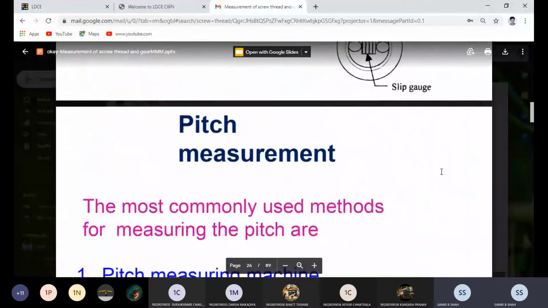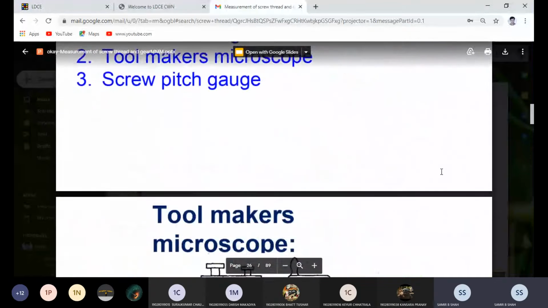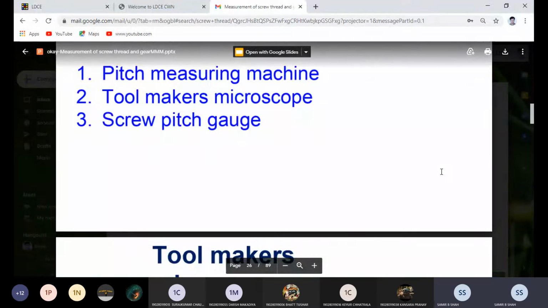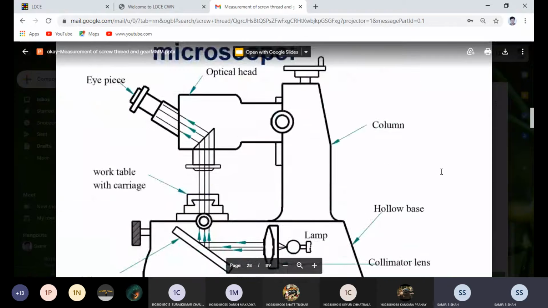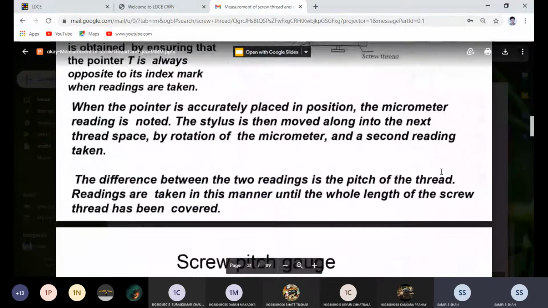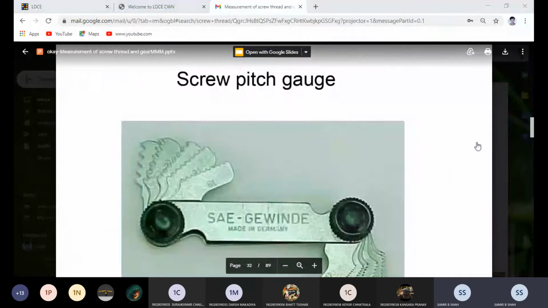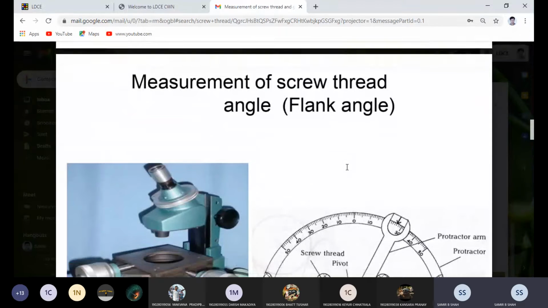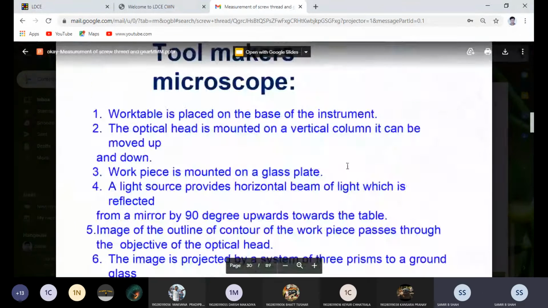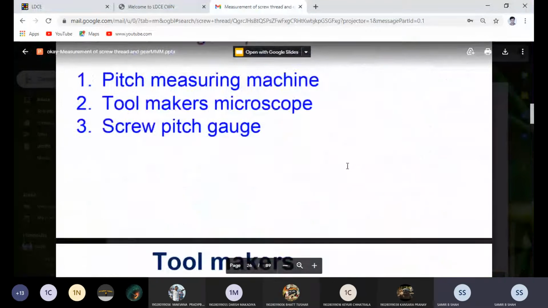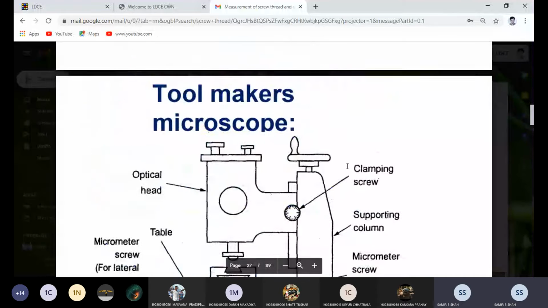After that, we discussed in the previous lecture regarding pitch measurement, where basic three methods are there: tool maker microscope, pitch measuring machine, and screw pitch gauge.